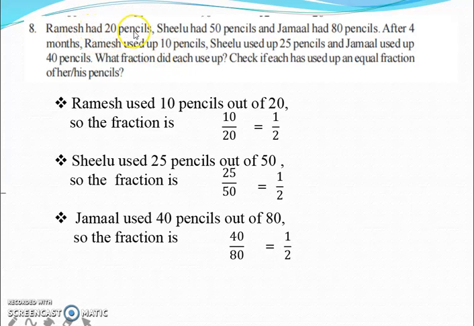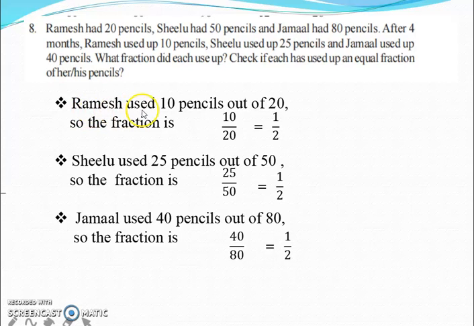Next, 8th one, it's a very easy question. Ramesh had 20 pencils, Shilu had 50 pencils, Jamal had 80 pencils. After 4 months, Ramesh used up 10 pencils. So out of 20, he used 10. Okay, 10 pencils. Shilu used 25 pencils. Jamal used 40 pencils. What fraction did each use up? Check if each has used up an equal fraction of her or his pencils.